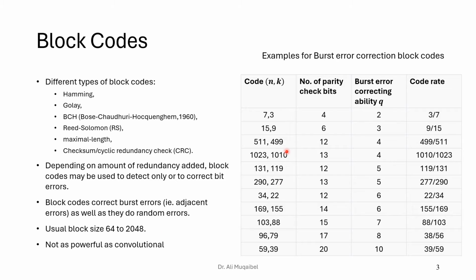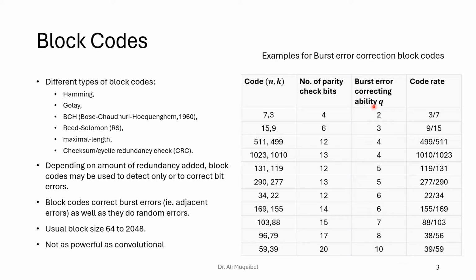The table on the side gives some examples for burst error correction block codes. Here is the code (n, k). The first number represents n, the second number represents k. So the number of parity check bits is the first number minus the second number. 7 minus 3 is 4, 15 minus 9 is 6, and so on.